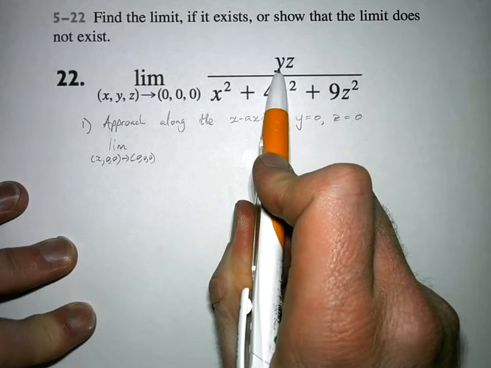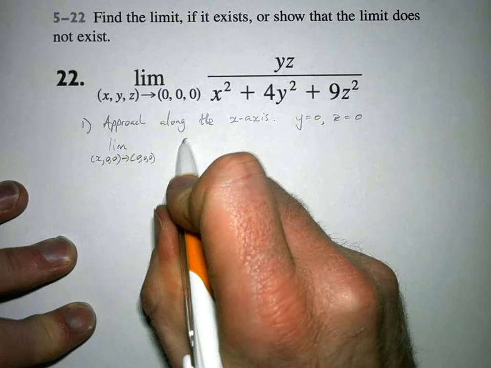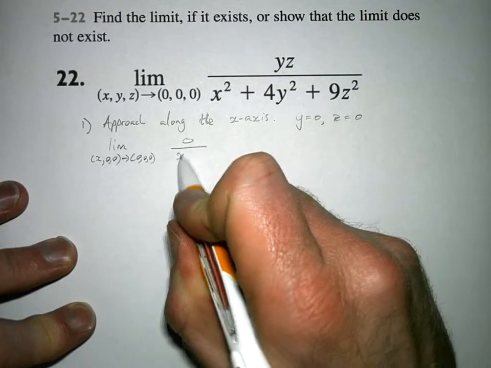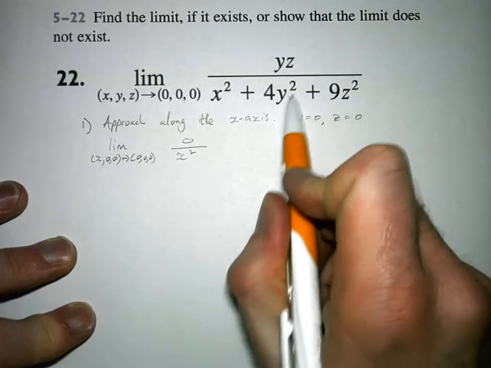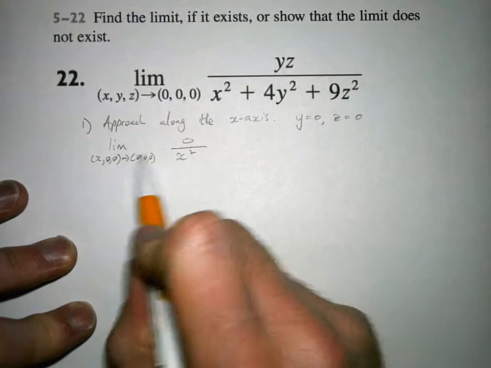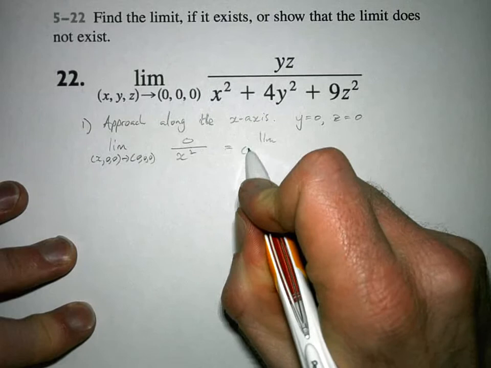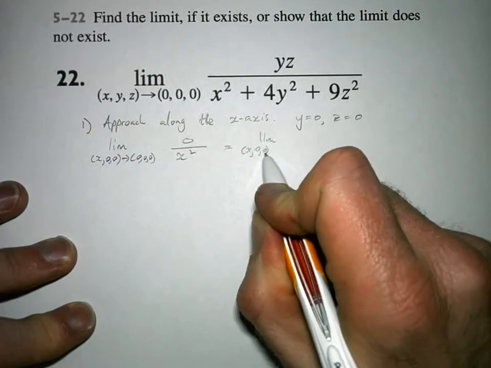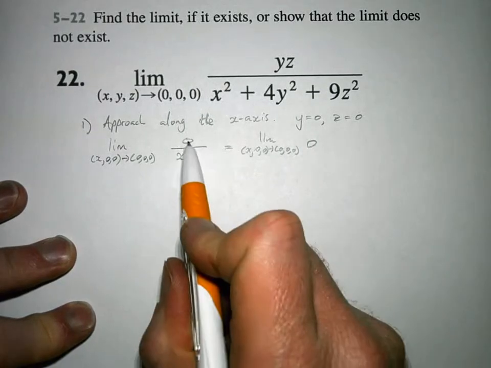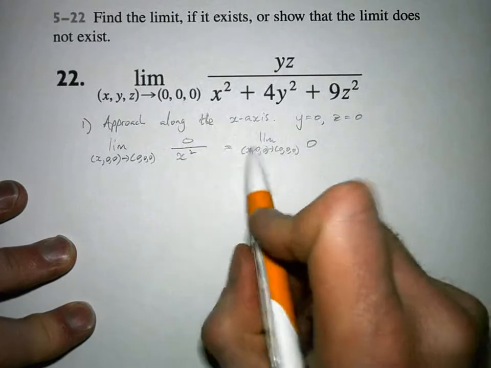Now, wherever we have a y and a z, we just substitute a 0, so our numerator becomes 0, and our denominator becomes x squared. Why? Because there's our x squared, this y squared is 0, and the z squared is 0, so we end up with our function looking like that. And of course this is equal to the limit as (x, 0, 0) approaches (0, 0, 0) of 0. Why? Because we've got 0 divided by something. That something is non-zero. Why?